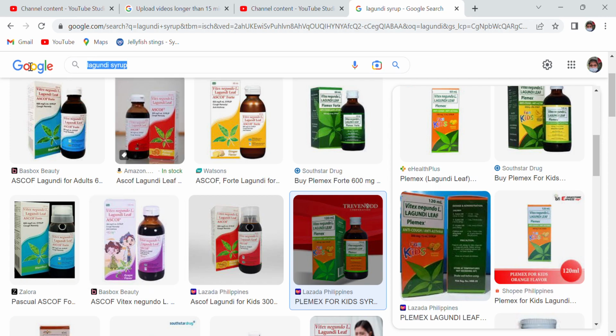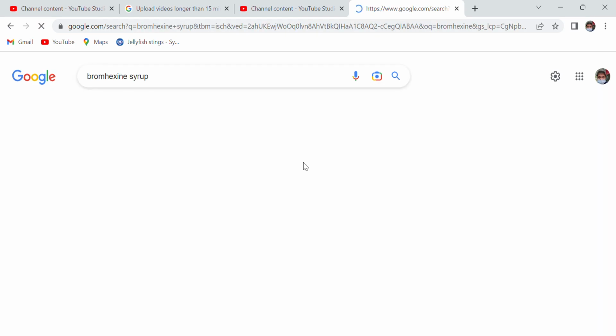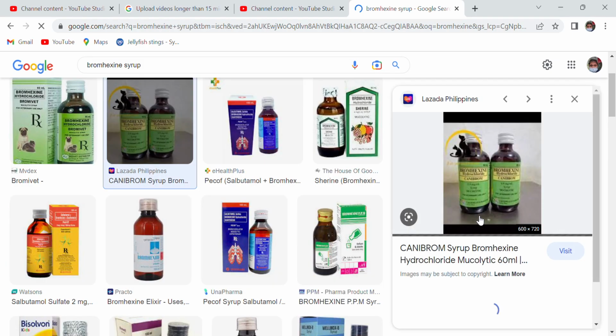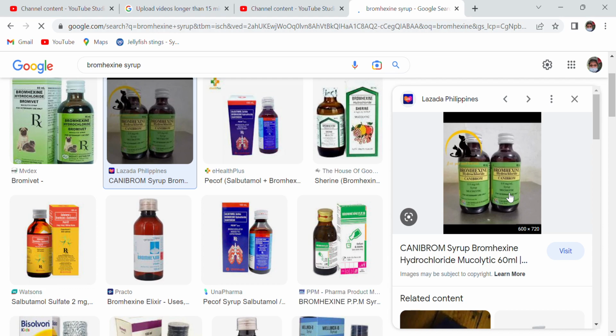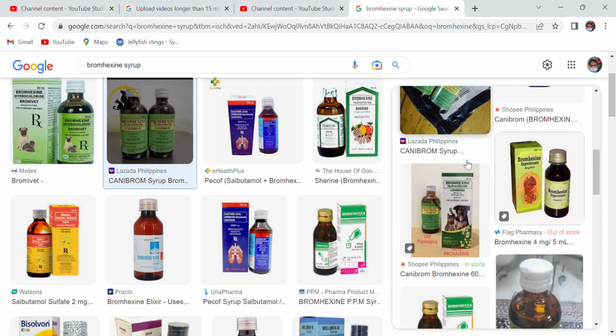What about bromhexine? When you say bromhexine syrup, the label would say mucolytic. This is taken for cough that has phlegm, mucolytic, so cough that has phlegm.